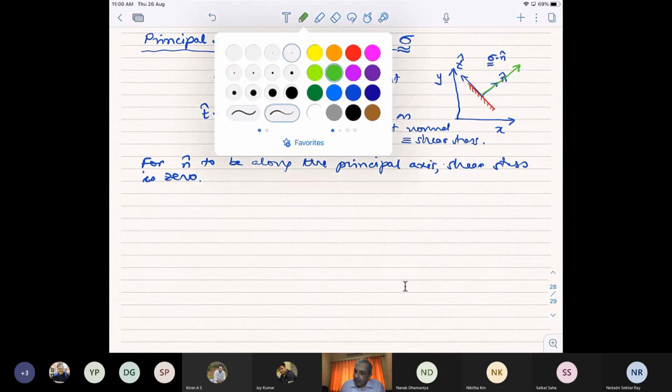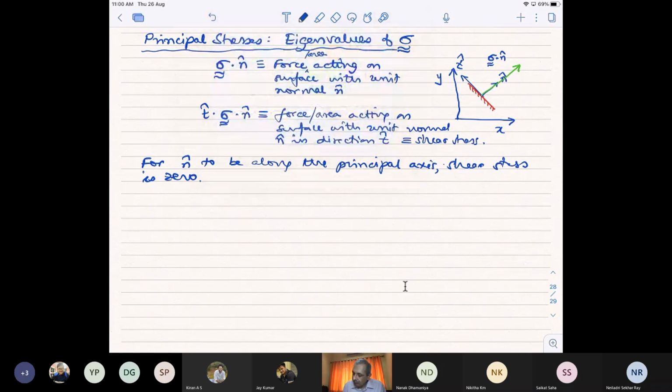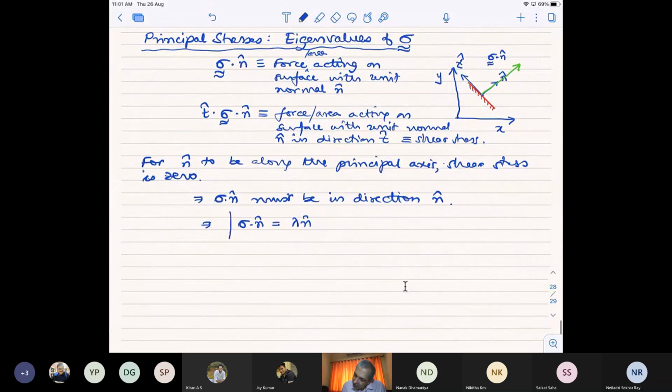So what is it, if I have to write that in a mathematical form? So that means sigma dot n must be in direction n. And what does that mean in mathematical form? This means that sigma dot n can be simply written as a scalar times n, right? So this is basically an eigenvalue problem.